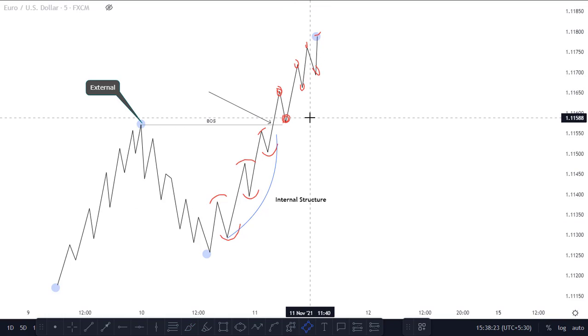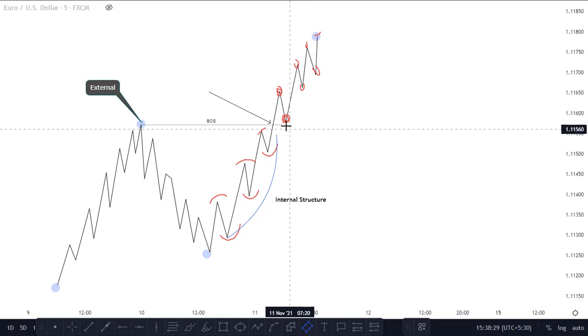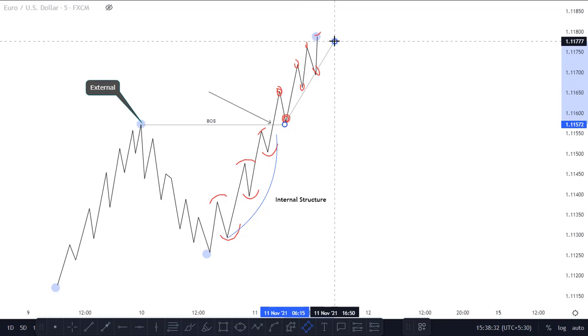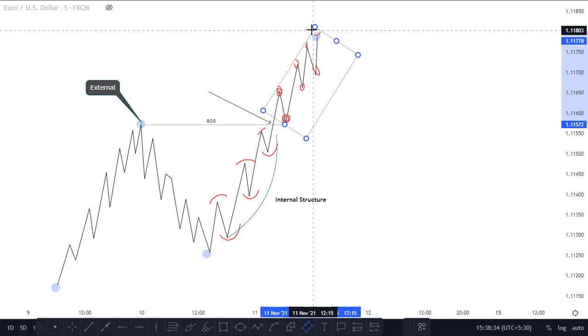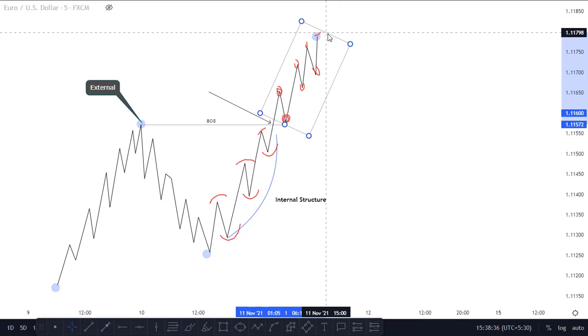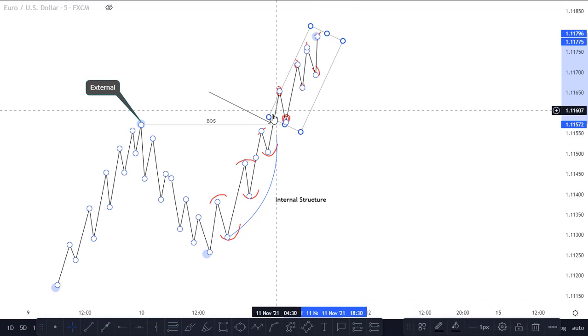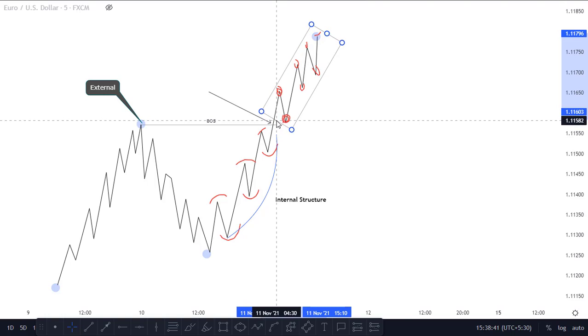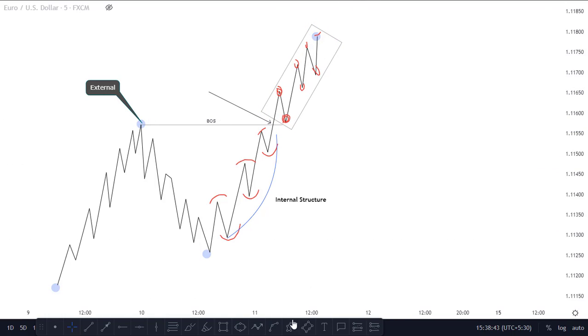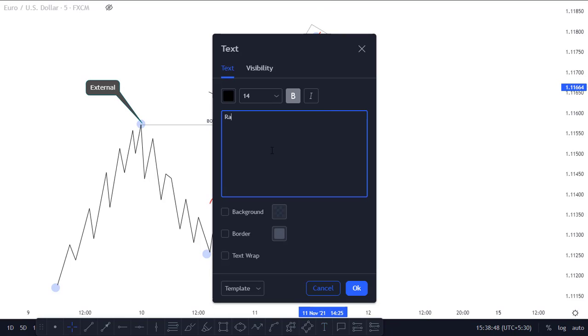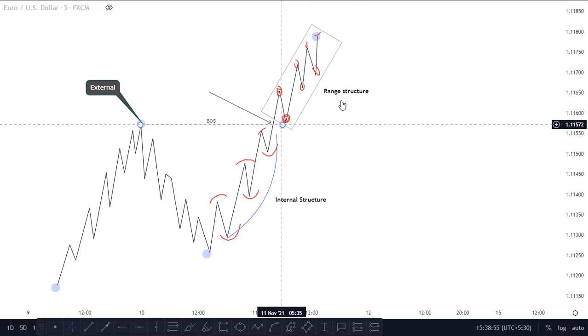When we start talking about Wyckoff structure and the concept of inducement and internal structure continuation or whatever, that's when you can understand the role or the importance of this level. So this is what we call a range structure. We call this level range structure.